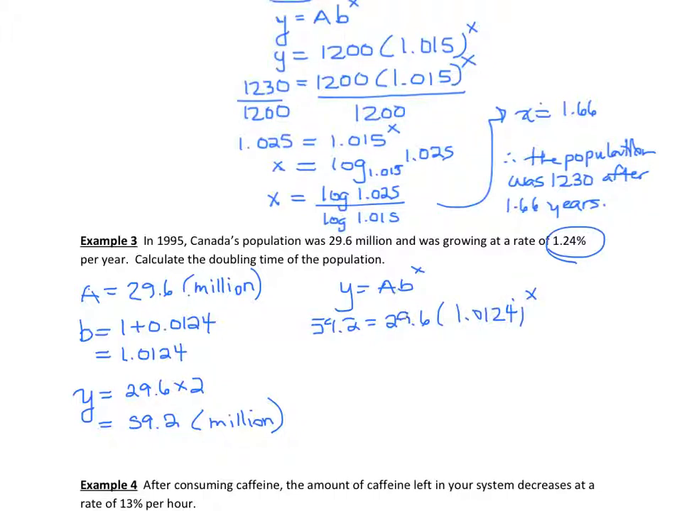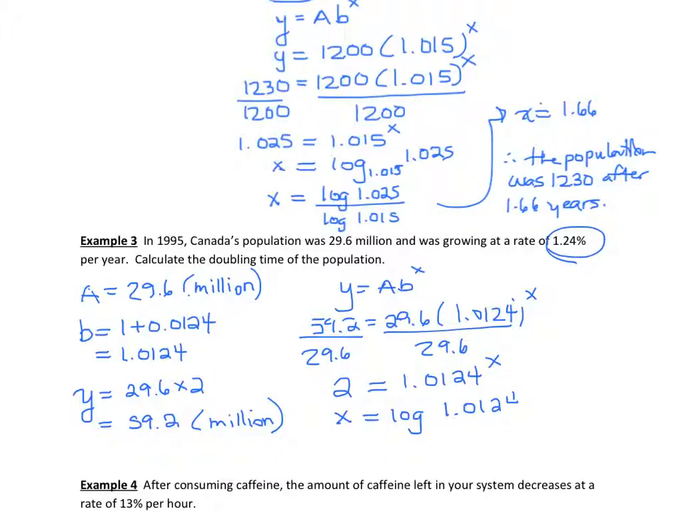Okay, we'll begin solving by dividing both sides by 29.6, that number in front of the brackets, which of course leaves a 2 on the left-hand side, which makes sense because we're trying to find the length of time it takes for the population to double. So now we're going to rewrite this in logarithmic form. So x is equivalent to log 1.0124. I'm sorry, I've got that backwards. That is the base. Log 2, base 1.0124.